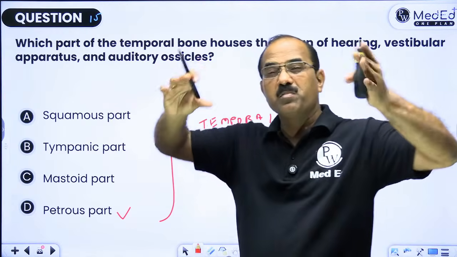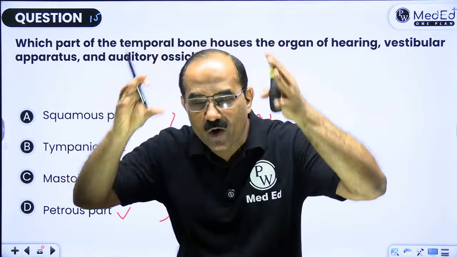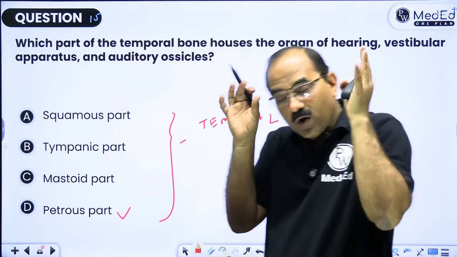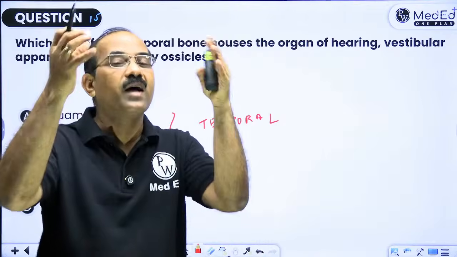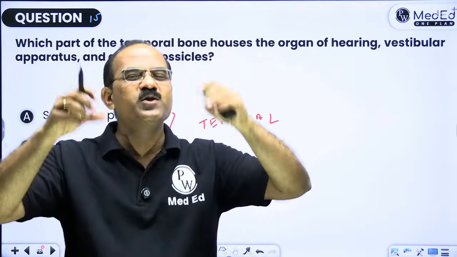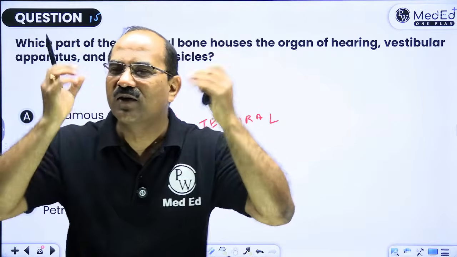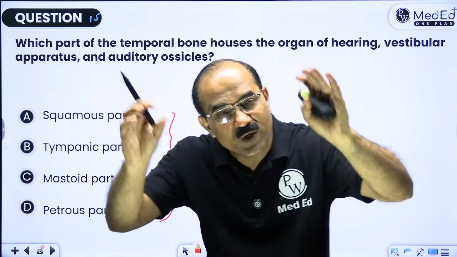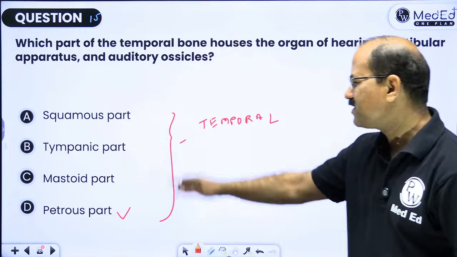Petrous part of temporal bone is very hard like a rock. बहुत ज्यादा hard होता है ये petrous part. It's very hard, and that is why the ear ossicles are present in the petrous part of temporal bone. So petrous part of temporal bone में होते हैं अपने ear ossicles, right? So remember this. This is very important.